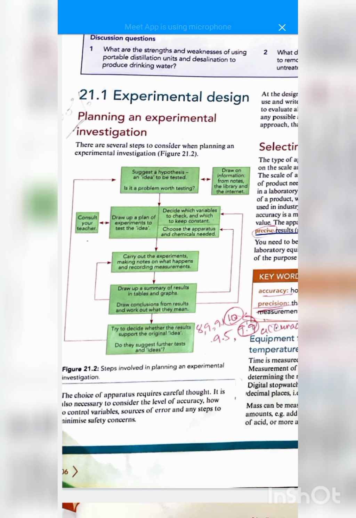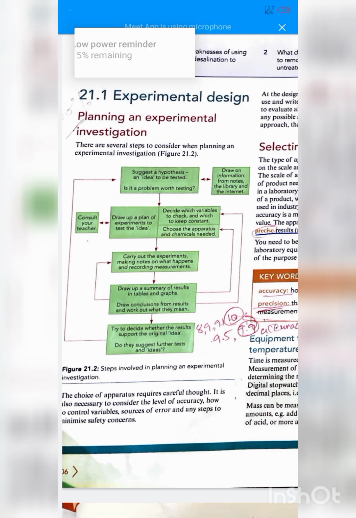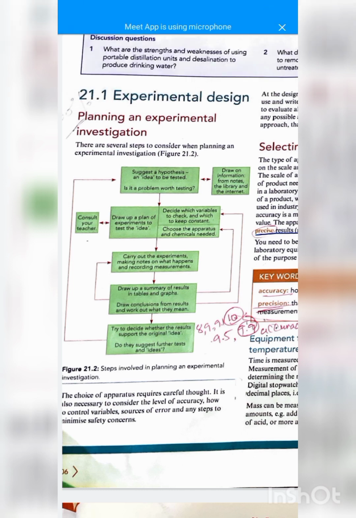Now in the fourth step, we draw the results from those experiments. We experimented on the infected people and the normal people. For example, we have done 2 to 3 experiments on the infected people, and the same series of experiments on the normal people. Now we will draw the results from those experiments.